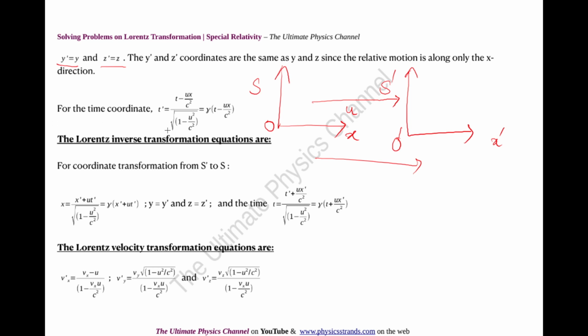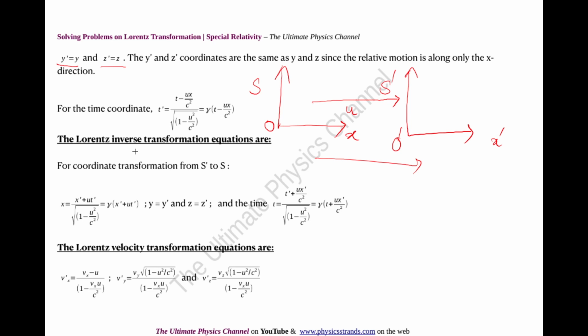The time coordinate transformation is t prime is equal to t minus ux over c squared in the numerator over square root of 1 minus u squared over c squared, which can again be shortened as gamma times t minus ux over c squared. Now these are the set of transformation equations for coordinate transformations from S to S prime frame of reference.